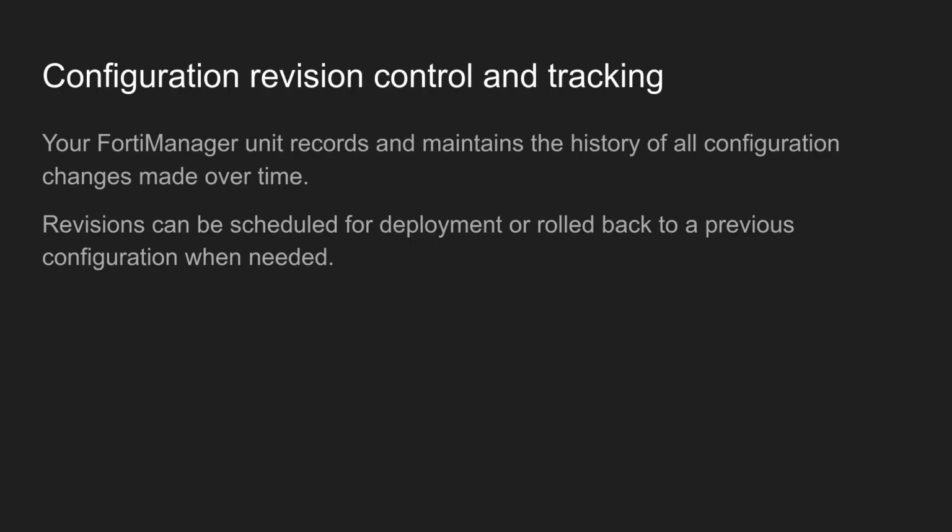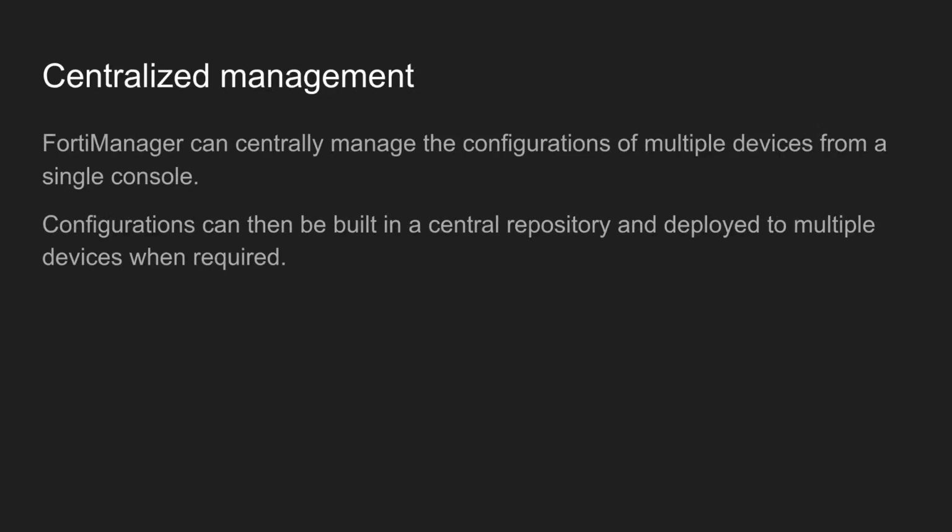Your FortiManager unit records and maintains the history of all the configuration changes made over time. Revisions can be scheduled for deployment or rolled back to a previous configuration when needed. FortiManager can centrally manage the configuration of multiple devices from a single console. Configurations can then be built in a central repository and deployed to multiple devices when required.